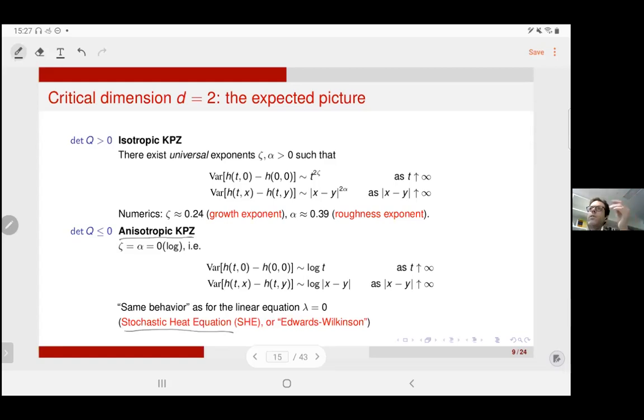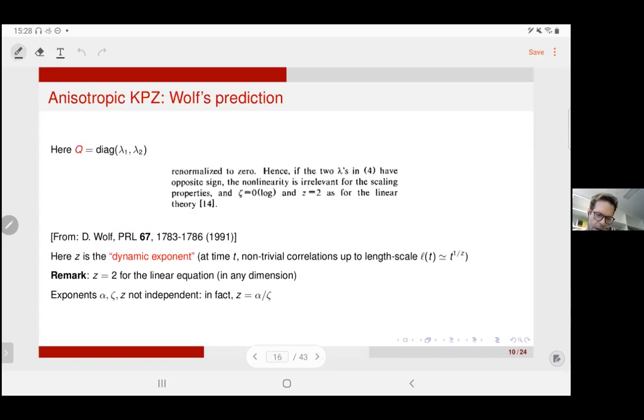So there are really these two cases, and they are supposed to behave in quite different ways at large scales. The talk will concentrate on this second class, which is essentially the only one for which there are mathematical results. Maybe I'm exaggerating, but the rest of the talk will be about the anisotropic case. Here is an extract of the paper by Dietrich Wolf, where this scenario about the relevance of the sign of the determinant of Q was proposed.